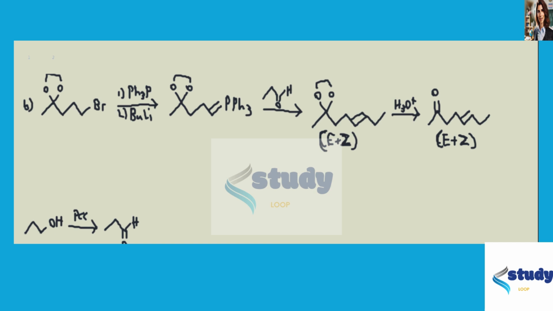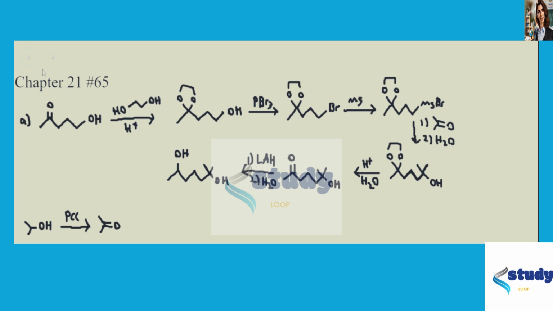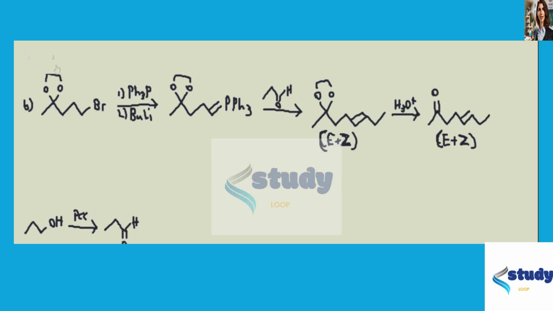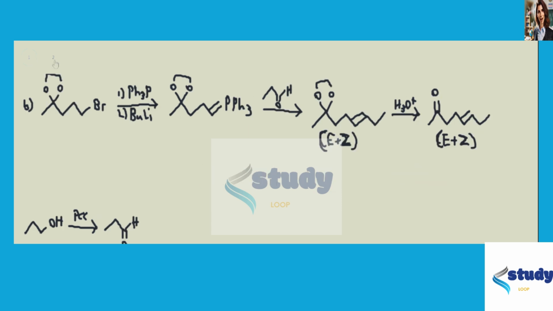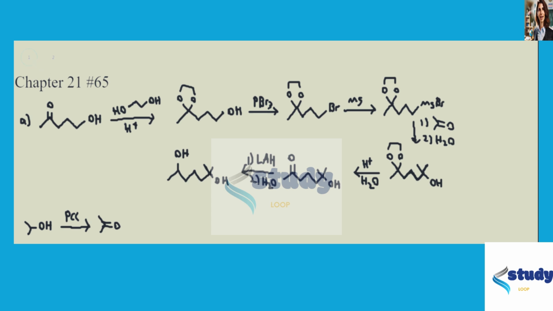Okay, and so this is another synthesis problem similar to an earlier one, just highlighting the fact that we can do similar things using a strategy of a Grignard reagent or using the strategy of a Wittig reagent. So it's just different ways to make new carbon-carbon bonds. So part A, we're going to do with the Grignard strategy. Part B, we're going to do with a Wittig strategy. And that is the answer to chapter 21, problem number 65.